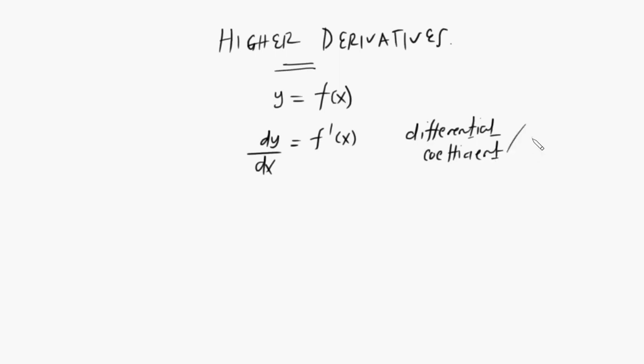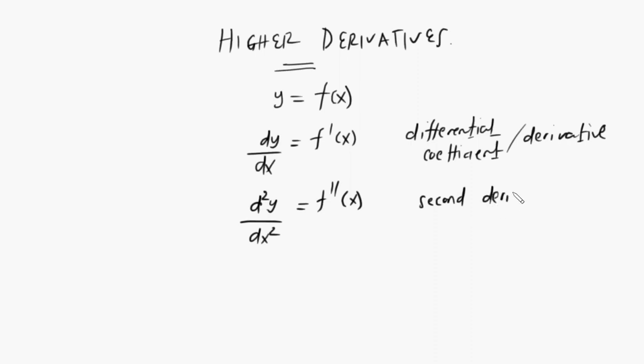Or we also call it derivative. Okay, so now this differential coefficient is also a function of x. So I can also differentiate now the differential coefficient. So I will get what we call the second derivative. So this one is the second derivative, our second differential coefficient.